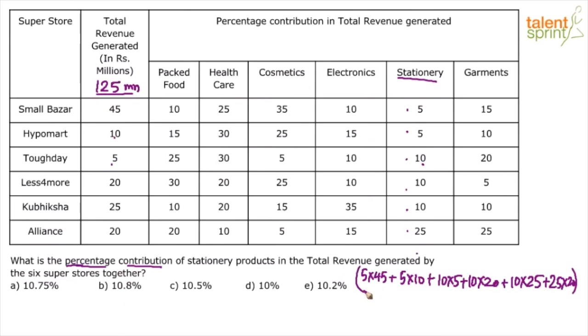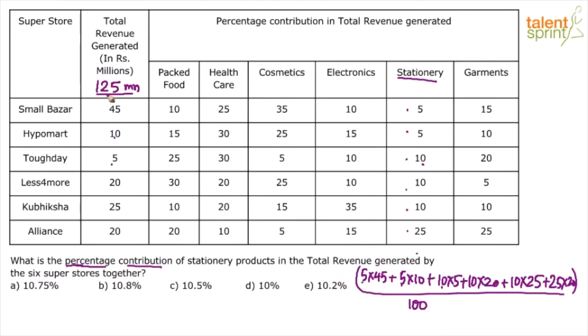You're getting it? We have found the total stationery revenue, right? 5 into 45, 5 into 10, 10 into 5, then 10 into 20, 10 into 25, and 25 into 20. Divided by 100, of course. I mean, this is like 5%. So by 100, by 100, 10% by 100. So this 10% is 10 by 100, 10 by 100, 25. So we'll take by 100 common. So this is what total stationery revenue.